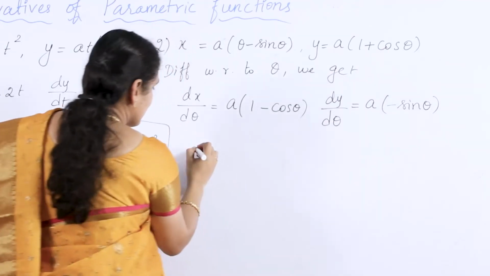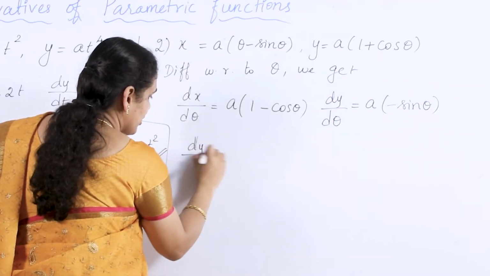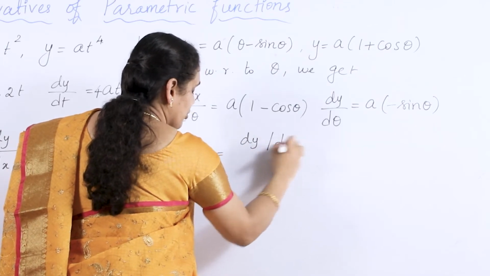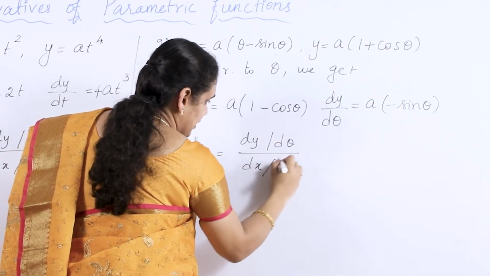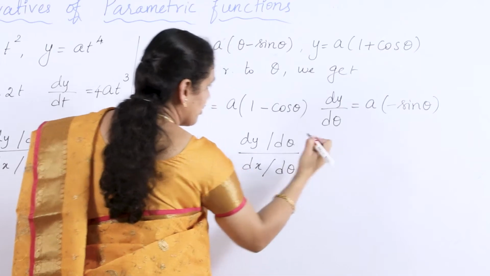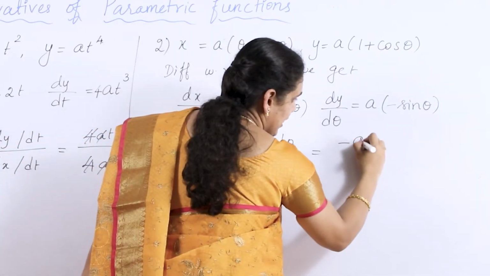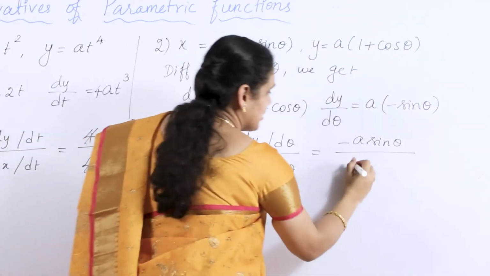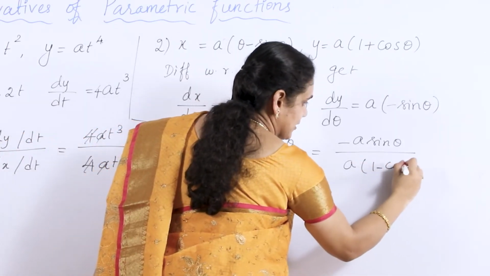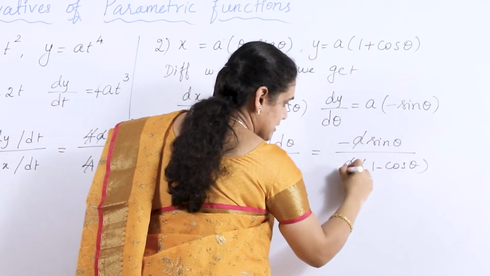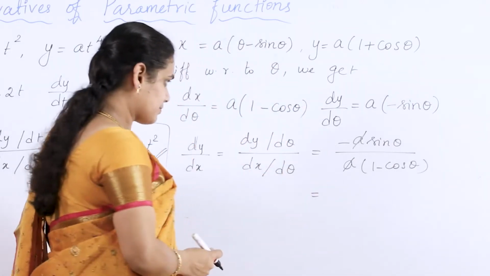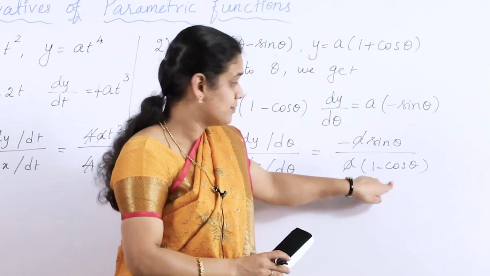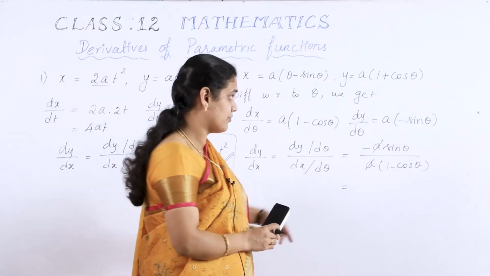Okay, so let us find out dy by dx now. Dy by dx is equal to dy by d theta whole divided by dx by d theta. Alright, so dy by d theta is minus a sine theta divided by, here, a times 1 minus cos theta. So a gets cancelled. If you stop here, you will not get the full mark, because this is not your book answer. We have to simplify further.